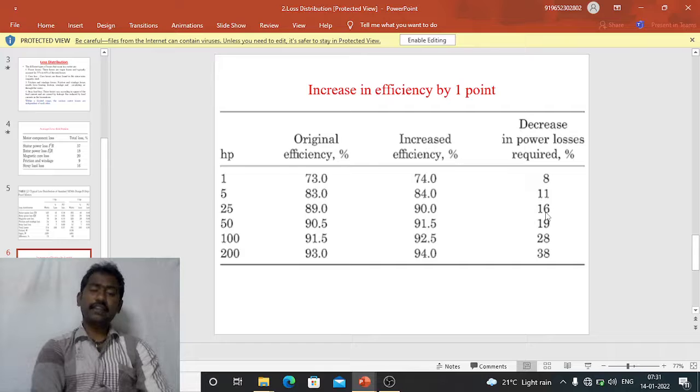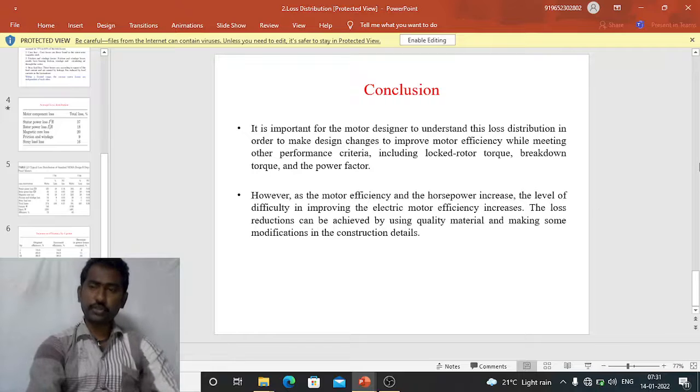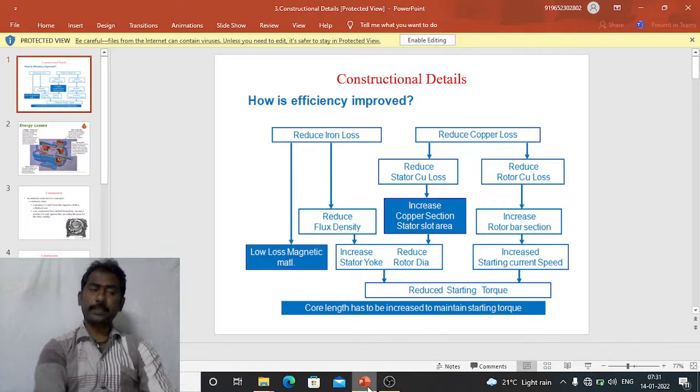And like that, for efficiency 200 horsepower, the efficiency increases from 93 to 94, then the losses will decrease to 38%. So what is the conclusion? As we prefer the energy efficient motors, the loss distribution is very low, and as we prefer high horsepower motors, the loss distribution is also less. That means to get the lower loss distribution, we prefer high efficiency motors and high horsepower motors.